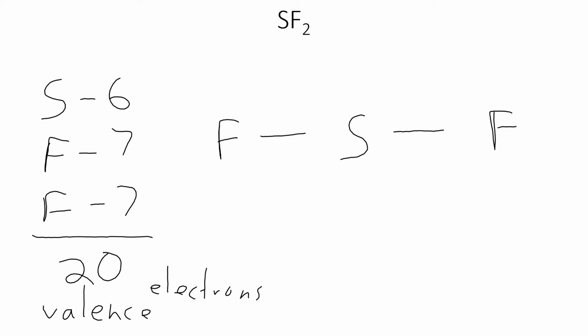Our next step is to complete the octet on the outer atoms. Each outer fluorine currently has 2 electrons in its area, the 2 from the bond. To get up to 8, we would need 6 more electrons. That would be 3 lone pairs. So we're going to make 3 lone pairs around each one of our fluorines.